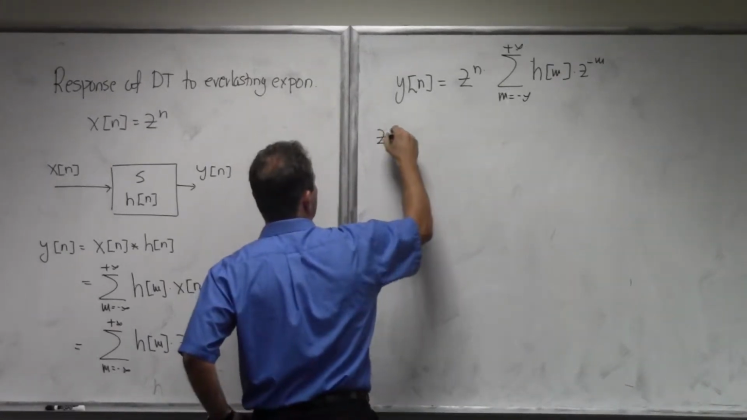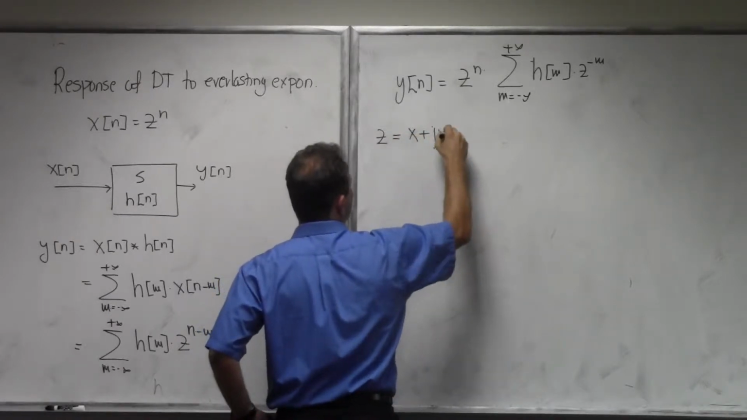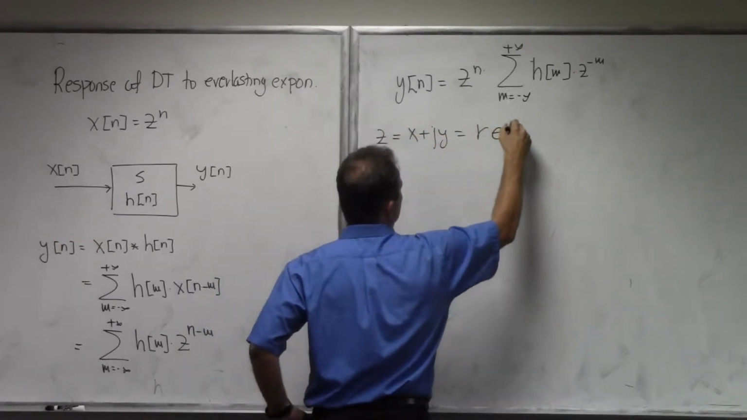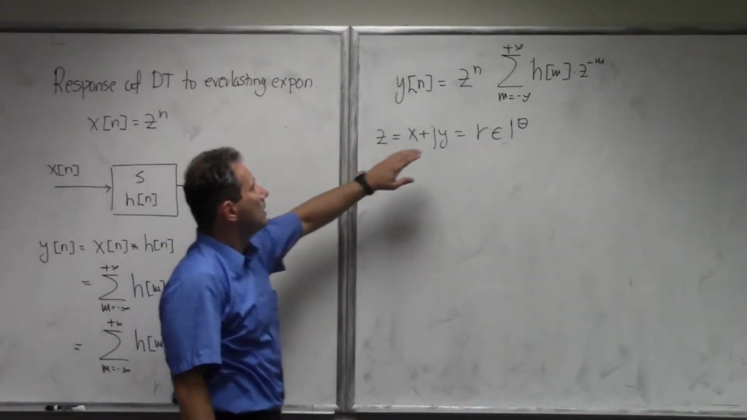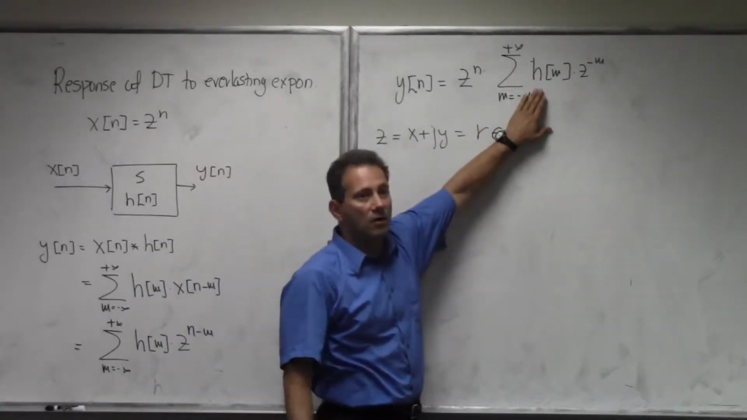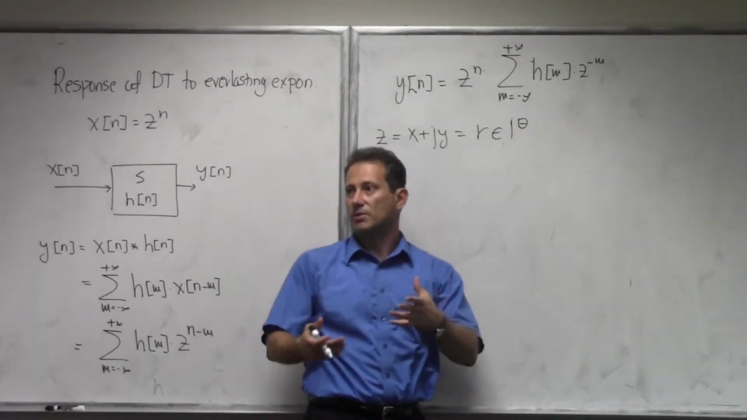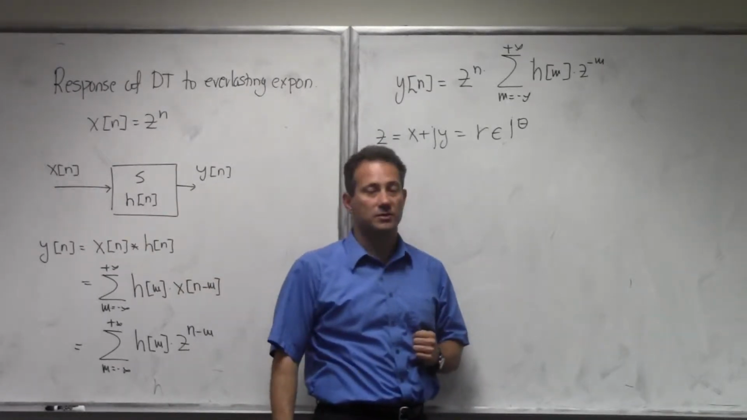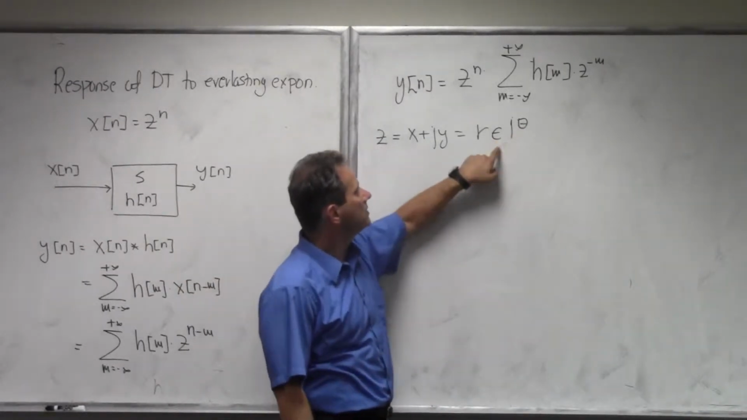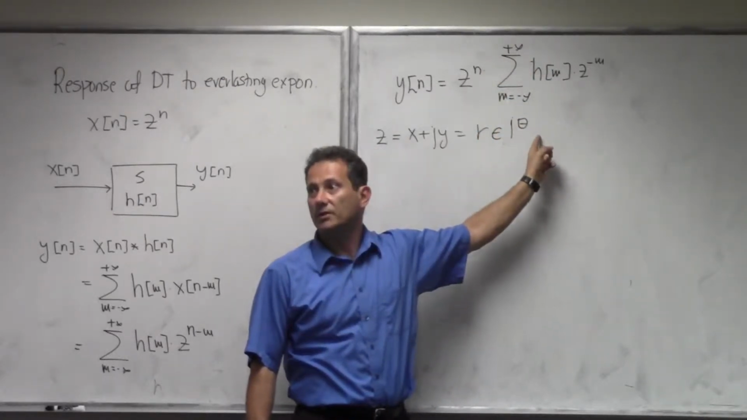Now, in every particular case, this z is some complex number. Let's say x plus jy, or I can say r e to the j theta, right? Some particular number. This h are also numbers. This is an impulse response. So what does the impulse response look like? It's a whole bunch of numbers, right? It's just a particular impulse response. But for any given z, this would also be a single number. It does not depend on n.